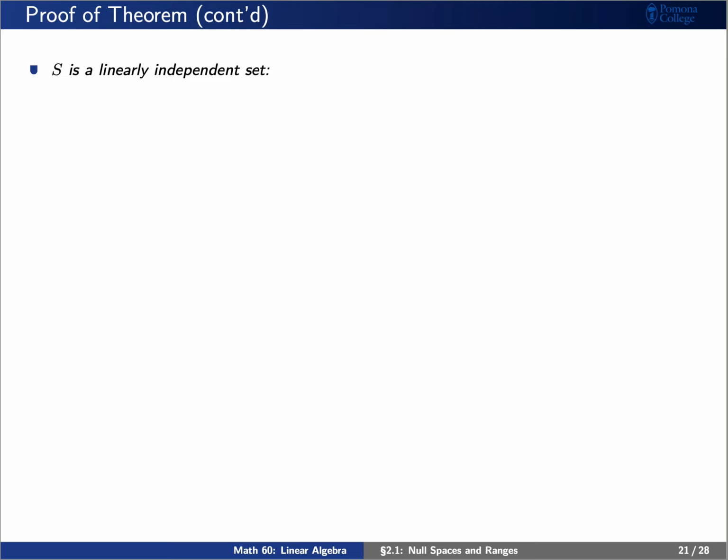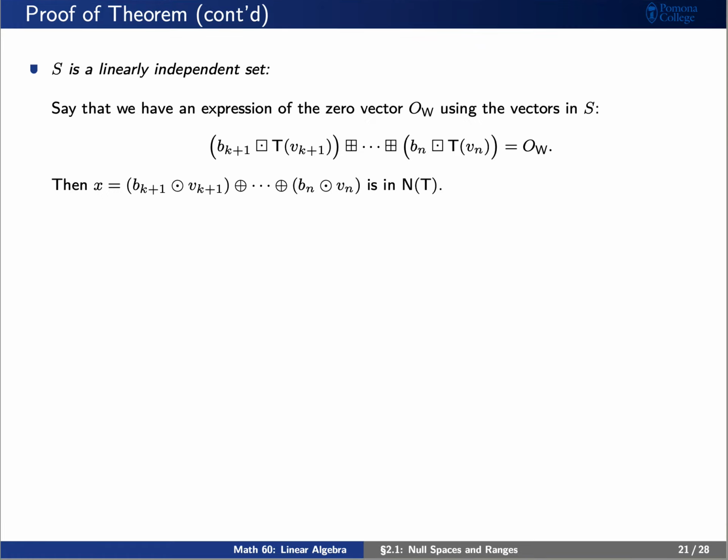Next, let's show that S is a linearly independent set. To do so, let's say that we have an expression of the zero vector, perhaps involving some scalars b sub k plus 1 through b sub n. We'll take a look at the vector x that is b sub k plus 1 times v sub k plus 1 through b sub n times v sub n. This should be a vector that lies now in the null space of T. This vector x lies in the domain V.